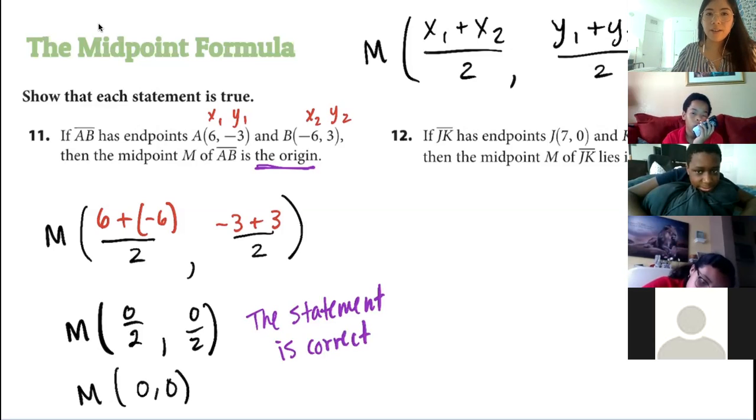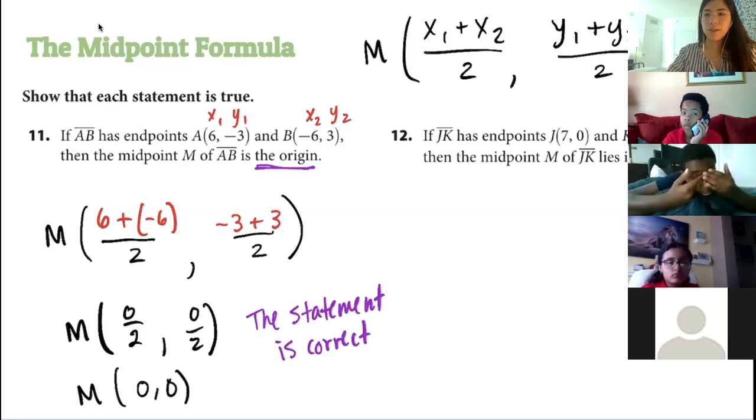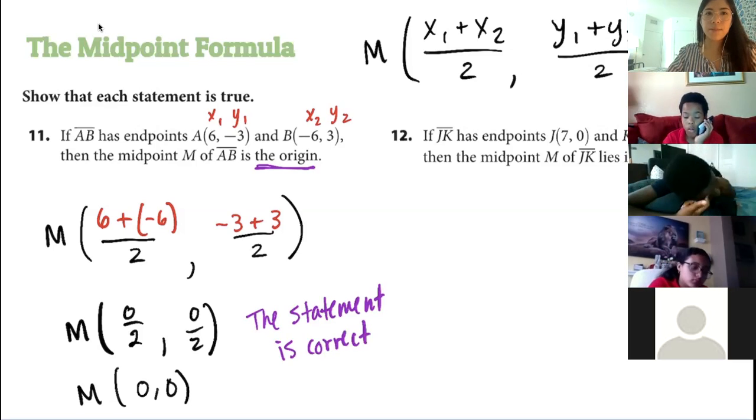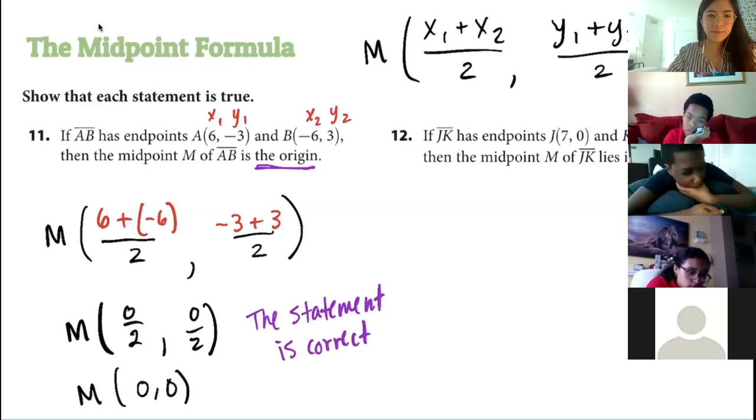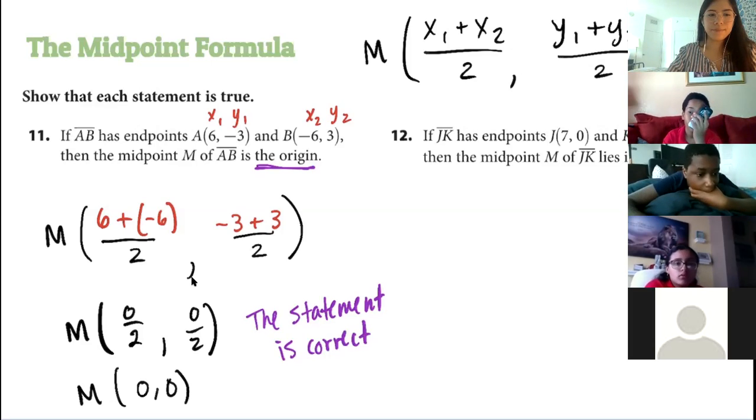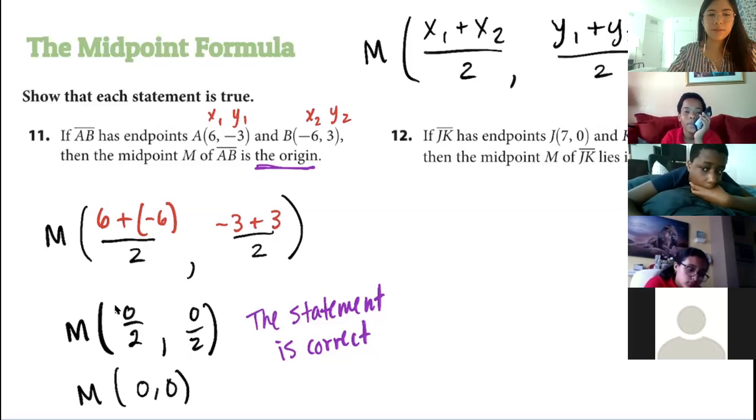Make sure you write it down so you have it in your notebook. That way when you go back, you know what you were talking about. So write down the problem and then do the work. Find the midpoint and see if the statement is correct. Go ahead. I already got lost. Use the midpoint formula.